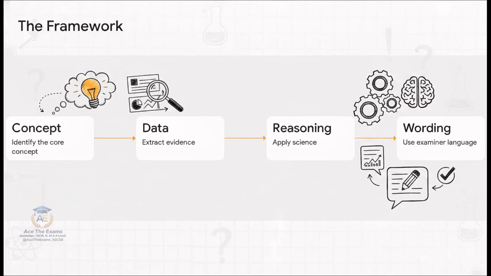Here are the 4 steps you need for literally every past paper you tackle. Step 1, identify the core concept that's hidden in the question. Step 2, extract the exact evidence or data they give you. Step 3, apply scientific reasoning to perfectly connect that concept and the data. And finally, Step 4, translate the whole shebang into precise examiner wording. So let's see how this builds a completely bulletproof answer.